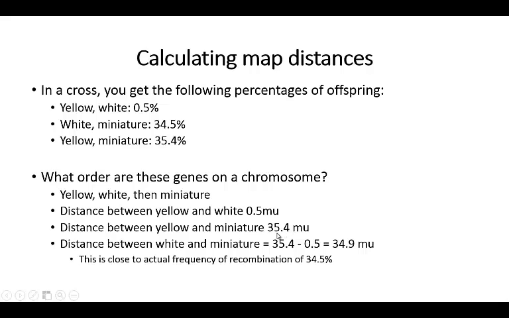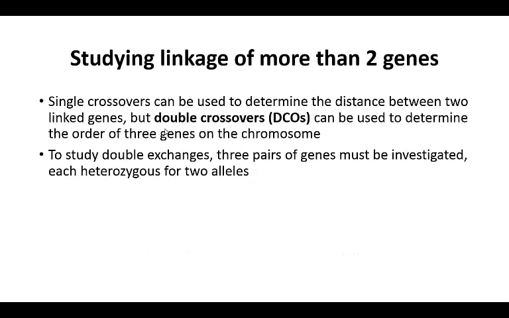And you can say that that is about 35.4 map units. Now, if you were to subtract those two numbers, to get the distance between the white and the miniature, you'd get 35.4 minus 0.5, which is 34.9 map units. And what you can see is that is close to the actual frequency of recombination at 34.5%. Again, these are all going to be relative percentages. They're not necessarily going to be absolute numbers.